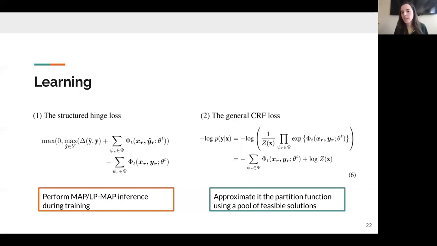I have all the details and some experiments with different loss functions in the paper if you're interested. But basically, the structured hinge loss is better, computationally speaking, because you can use approximate inference to approximate the solution pretty easily. Whereas with the CRF loss, you need to approximate the partition function, which basically means enumerating all possible solutions in your solution space. And that is really expensive. But there are also approximations around it. The one that we use is called keeping just a beam, a subset of possible solutions, and then just marginalizing over that.